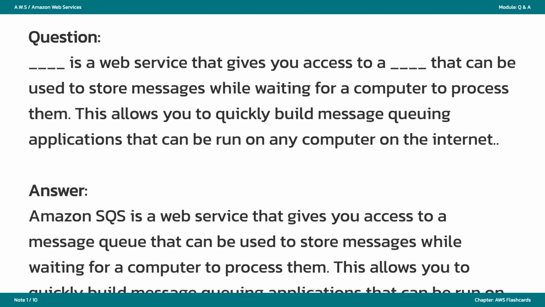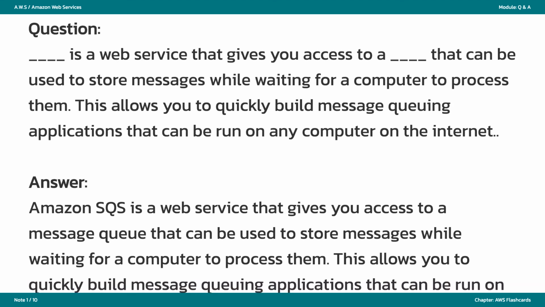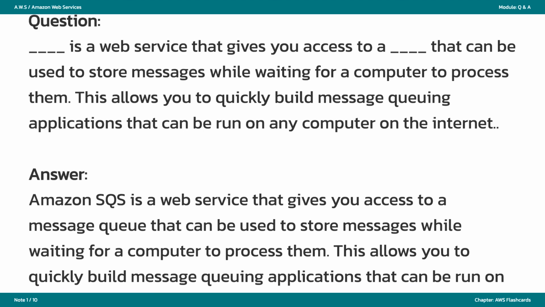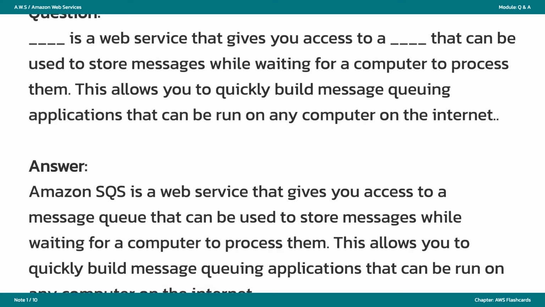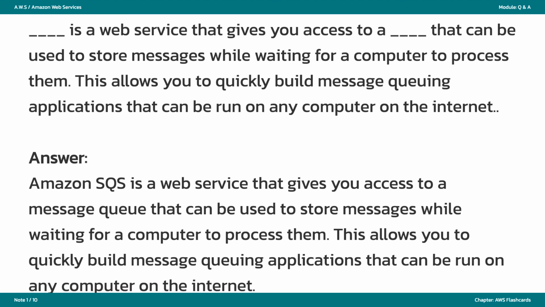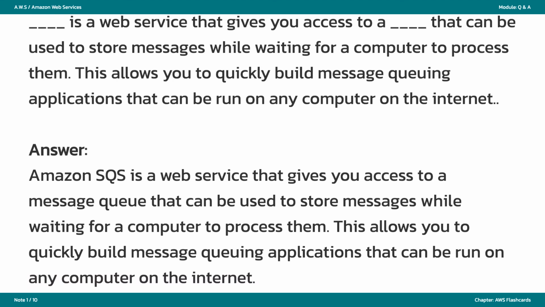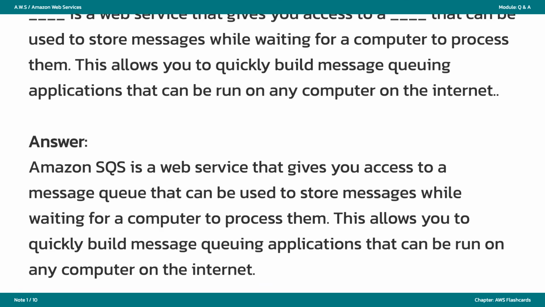Question: Dash is a web service that gives you access to a dash that can be used to store messages while waiting for a computer to process them. This allows you to quickly build message queuing applications that can be run on any computer on the internet. Answer: Amazon SQS is a web service that gives you access to a message queue that can be used to store messages while waiting for a computer to process them. This allows you to quickly build message queuing applications that can be run on any computer on the internet.